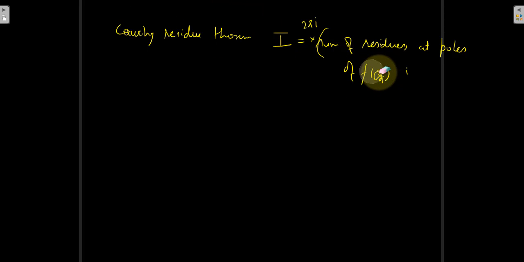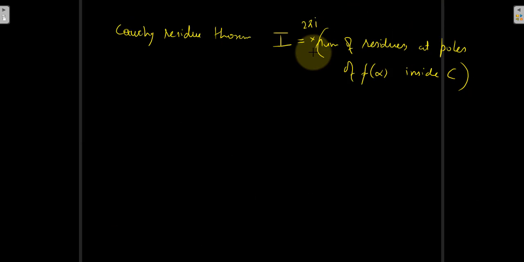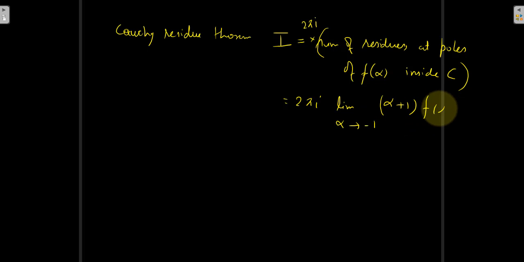So let me erase this. This was f alpha, inside C. Okay, so we just consider those poles which lie inside C, and there is only a single simple pole of this function f alpha, and that pole is alpha equals minus 1. Since this is a simple pole, we can very easily find the residue at it. How do we do this? We take the limit alpha tends to minus 1 of (alpha plus 1) f alpha. I think you all know this.